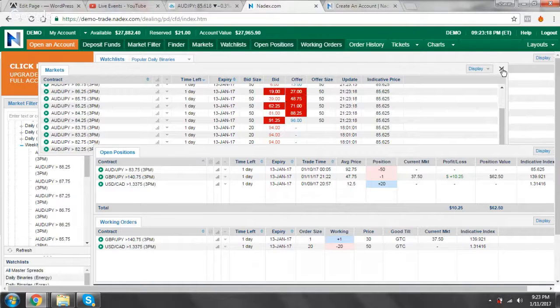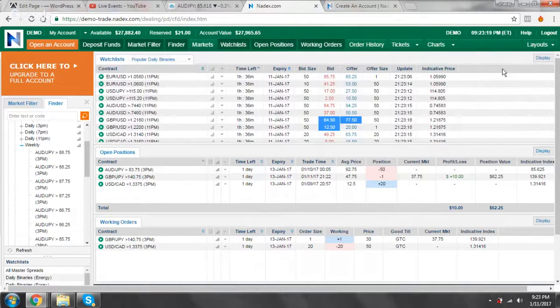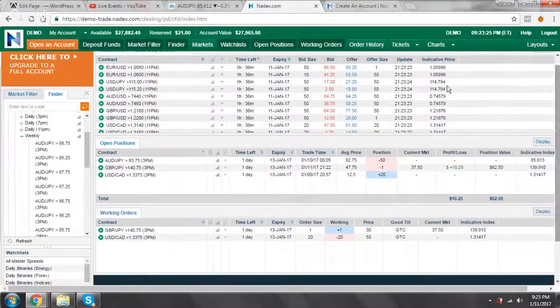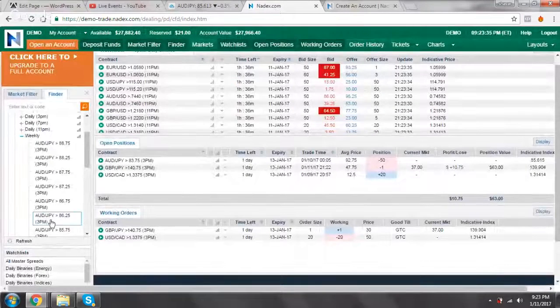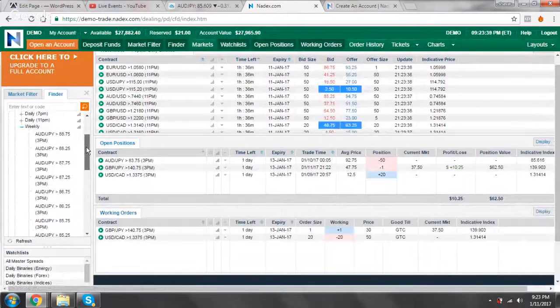All right. Before I lose you guys, let me explain what the strategy is going to be that we're going to be using, because I kind of went in a big circle. Let's get back to it. Price comes up here. You go over to Nadex, click the weekly contract.